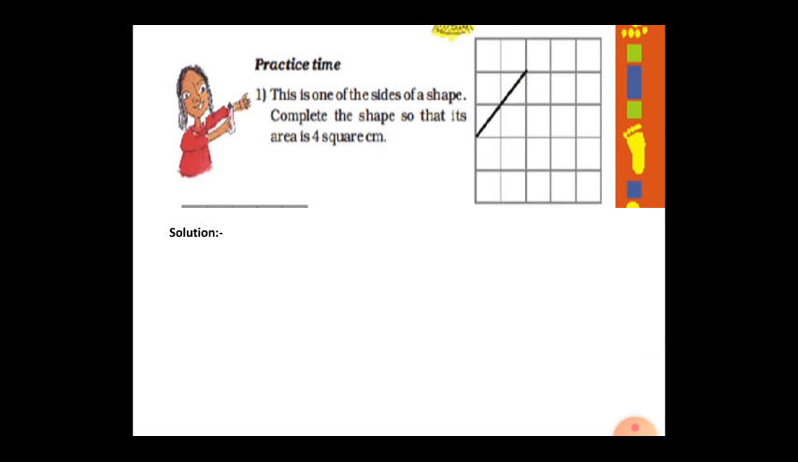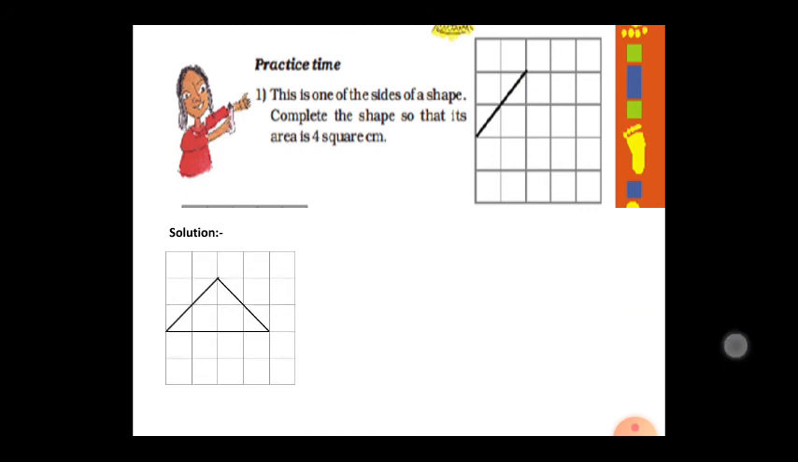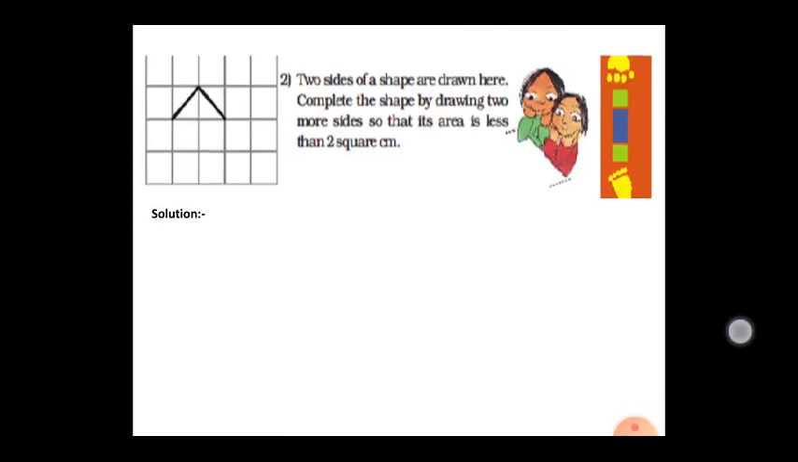Practice time. This is one of the sides of the shape. Complete the shape so that its area is 4 square centimeter. See, you can complete. The completed shape contains 2 complete squares plus 4 half squares. So 2 plus half into 4, that is 2 plus 2, 4 centimeter square.